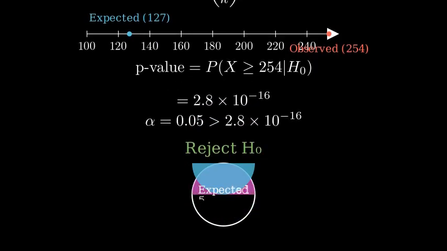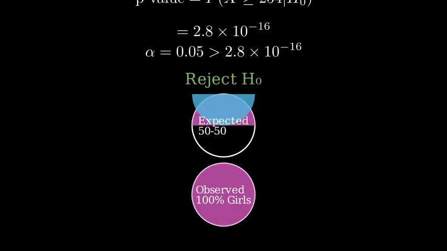Under normal conditions, we'd expect close to a 50-50 split between boys and girls. What we observed was significantly different from this expected ratio, suggesting the technique has a real effect on gender selection.